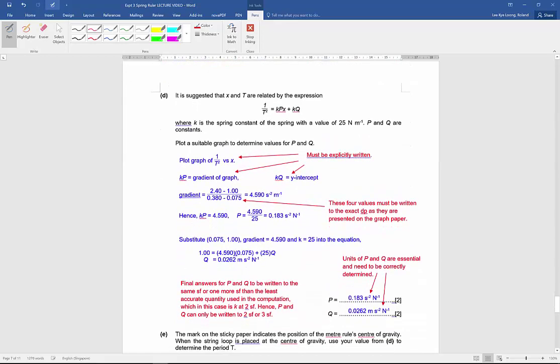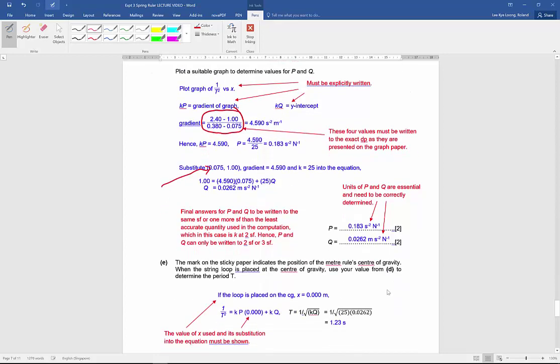These are the correct answers. We have to explicitly write down plot what versus what, what is the gradient, what is the y-intercept. When you calculate the gradient, these have to be written to the exact DP as they are presented on the graph paper. When we substitute the coordinates in for the calculation, it has to be one of the two coordinates on the graph paper, which is where the triangle hits the line of best fit. Units are essential; they have to be written.